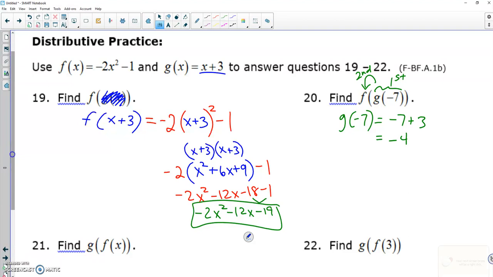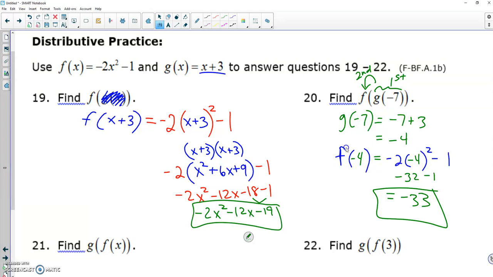Now we take that and put it into the f problem, so we're going to do f of that result. f of -4 equals, see, the problem says -2 parentheses squared minus 1. So we put the -4 on the inside. Following the order of operations, or you could just type the whole thing in the calculator, you have to square the -4 first, giving you a positive 16. Positive 16 times -2 is -32, and then you just subtract 1. So the ultimate answer is -33.